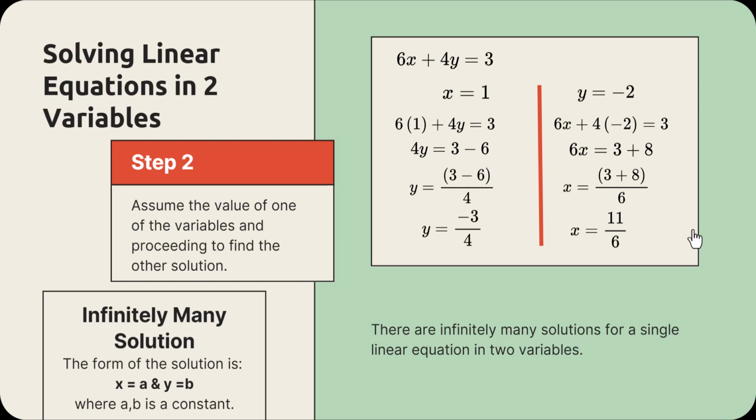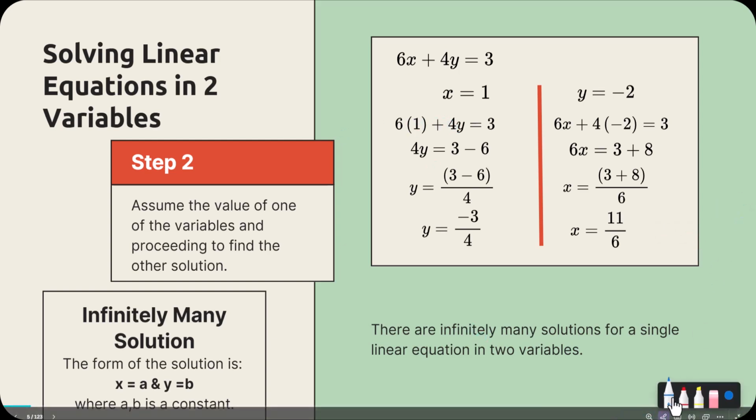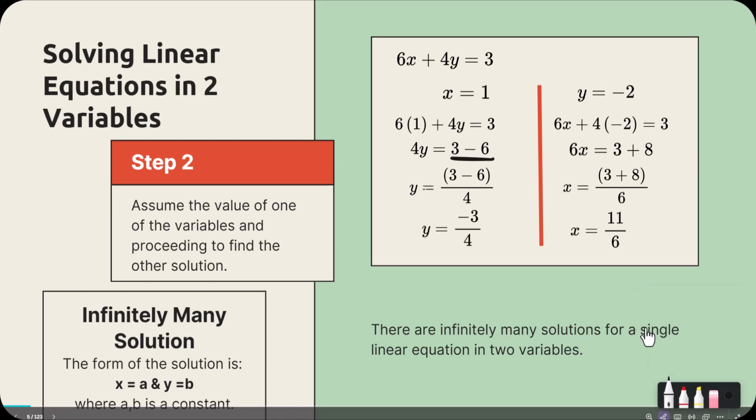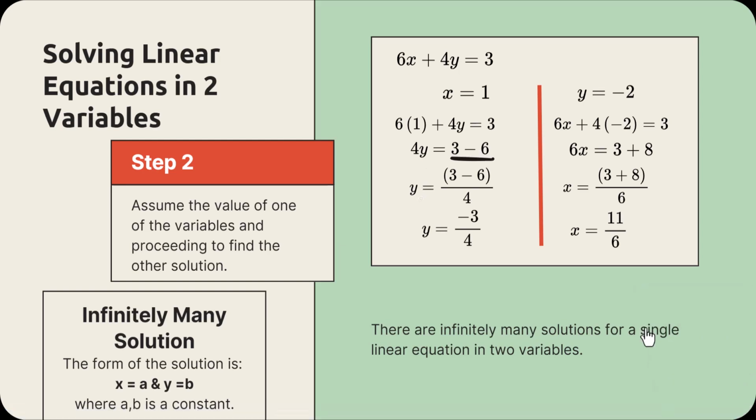So let's say we have 6x plus 4y is equal to 3. Write it in the general form, or write the equation. Now after that, put x is equal to 1. If you put x is equal to 1, what would happen? It will become 6 into 1 plus 4y is equal to 3. 6 into 1 is 6, and 6 goes to the other side. It will become 3 minus 6, so 4y is equal to 3 minus 6, y is equal to 3 minus 6 by 4. It will become minus 3 by 4. So when x is equal to 1, y will be minus 3 by 4.